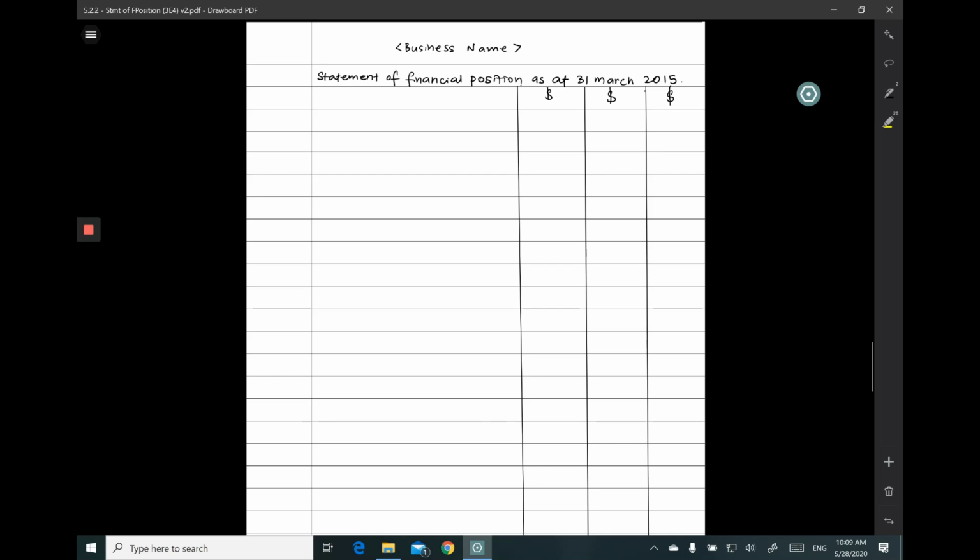Okay, notice that the month is written in full. You cannot write it in short form, for any other months either. Okay, then after you are done with this, you're going to start off with the first type of accounts, or the first category, which is your asset category.